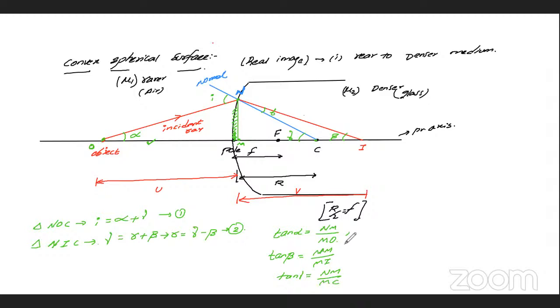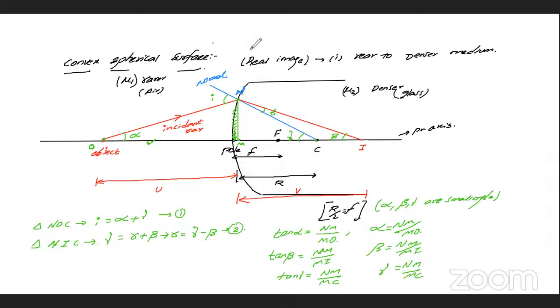From these relations, I told you alpha, beta, gamma are small angles. Now, from these small angles, I can neglect the tan functions. So alpha is equal to NM by MO, and beta is equal to NM by MI, and gamma is equal to NM by MC.